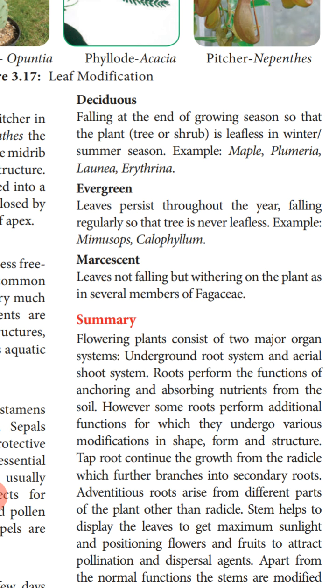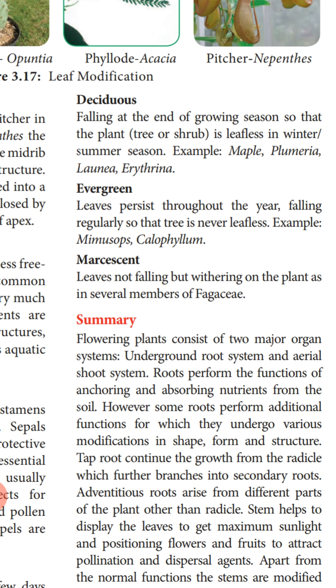Next is the evergreen. So leaves persist throughout the year, falling regularly, so that the tree is never leafless. So here we can find the tree is evergreen throughout the year. Here also the shedding of the leaves is taking place, but at the same time new leaves also originate. But in deciduous you can find that in a certain season the trees are without leaves. Then that condition is called deciduous. Whereas in evergreen, the leaves will fall, and at the same time new leaves will appear. So as a result, the tree appears to be green throughout the year.